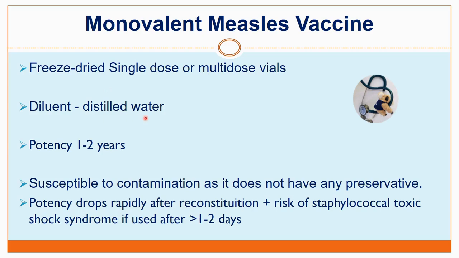The diluent is distilled water, same as MR vaccine, and the potency of this vaccine is 1 to 2 years. It is susceptible to contamination because it does not contain preservative. Even MR does not contain preservative, so they are susceptible to contamination. After reconstitution, the potency drops very rapidly, and there is a risk of staphylococcal toxic shock syndrome, one of the very bad complications of measles vaccine, if it is used after 1 to 2 days. That is why the reconstituted vaccine should be discarded after 6 hours.